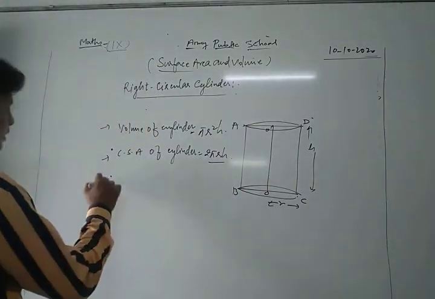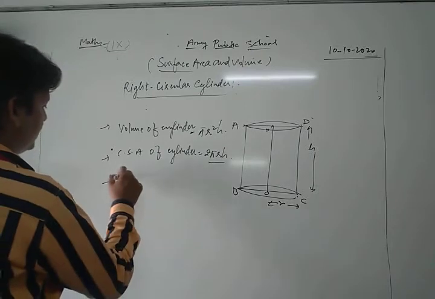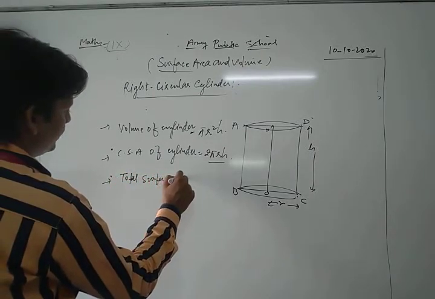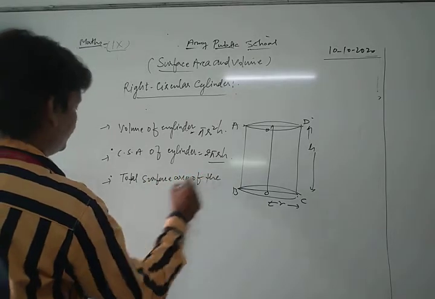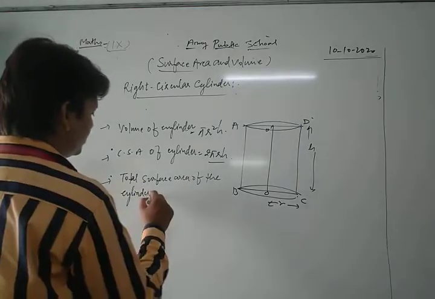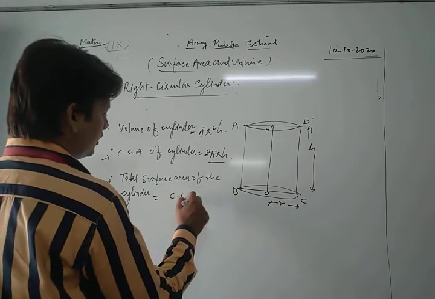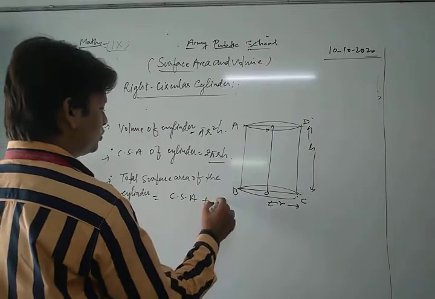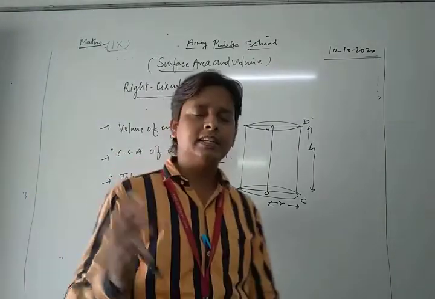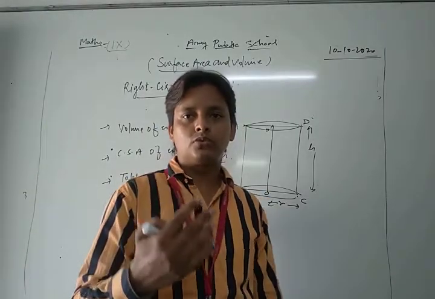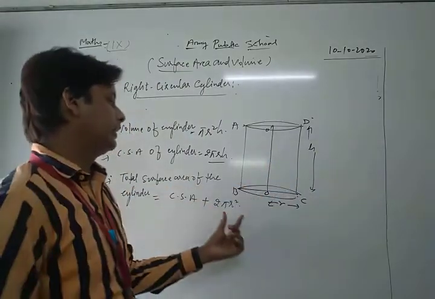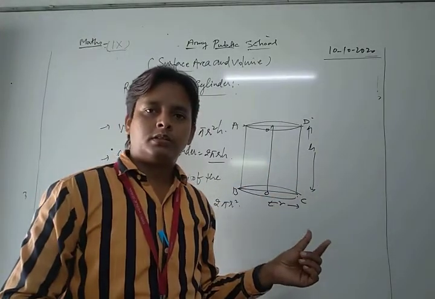Okay. Next one is the total surface area of the cylinder. Total surface area of the cylinder is what? Curved surface area plus area of its base and top, means 2 times pi r square. The base and top of the cylinder are circular in region, and we know that the area of the circle is pi r square. So here we write 2 into pi r square.